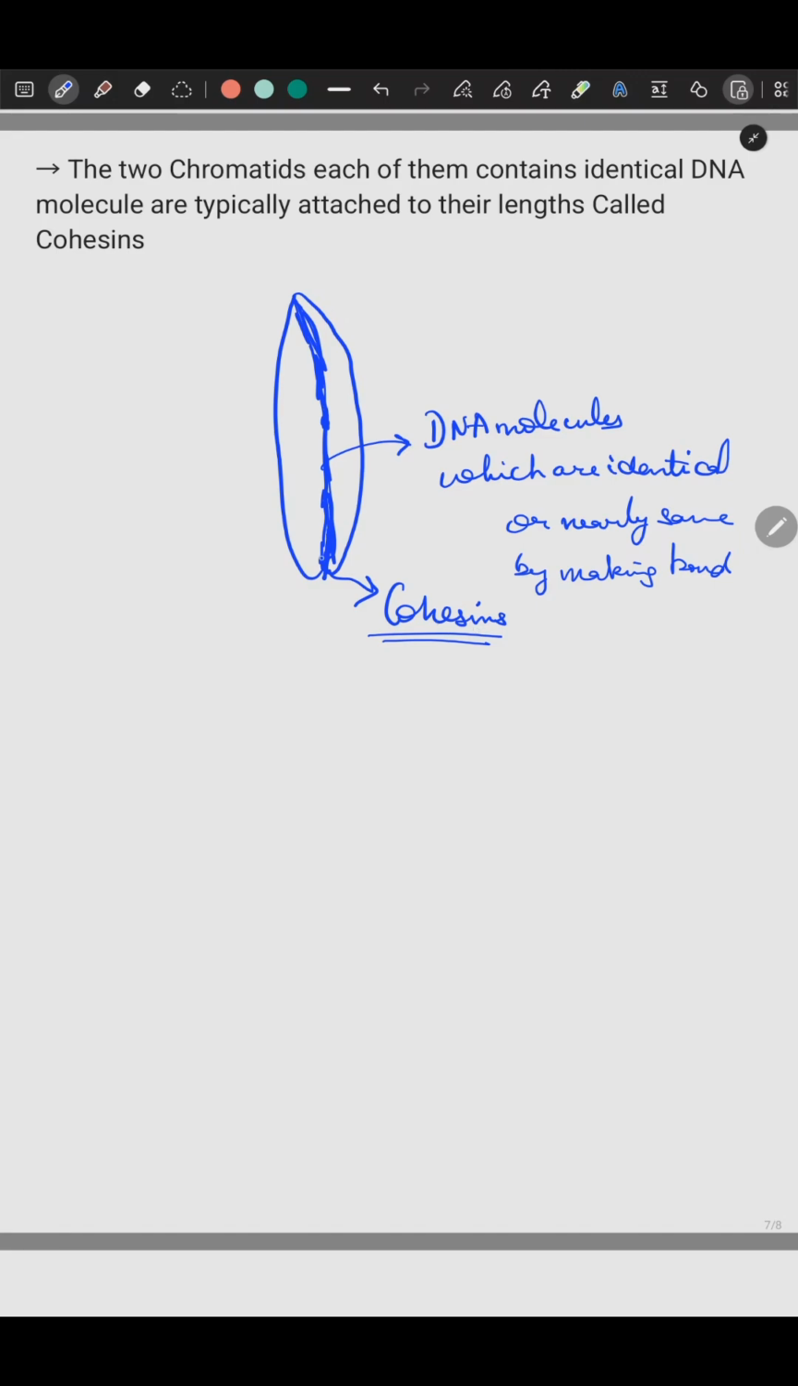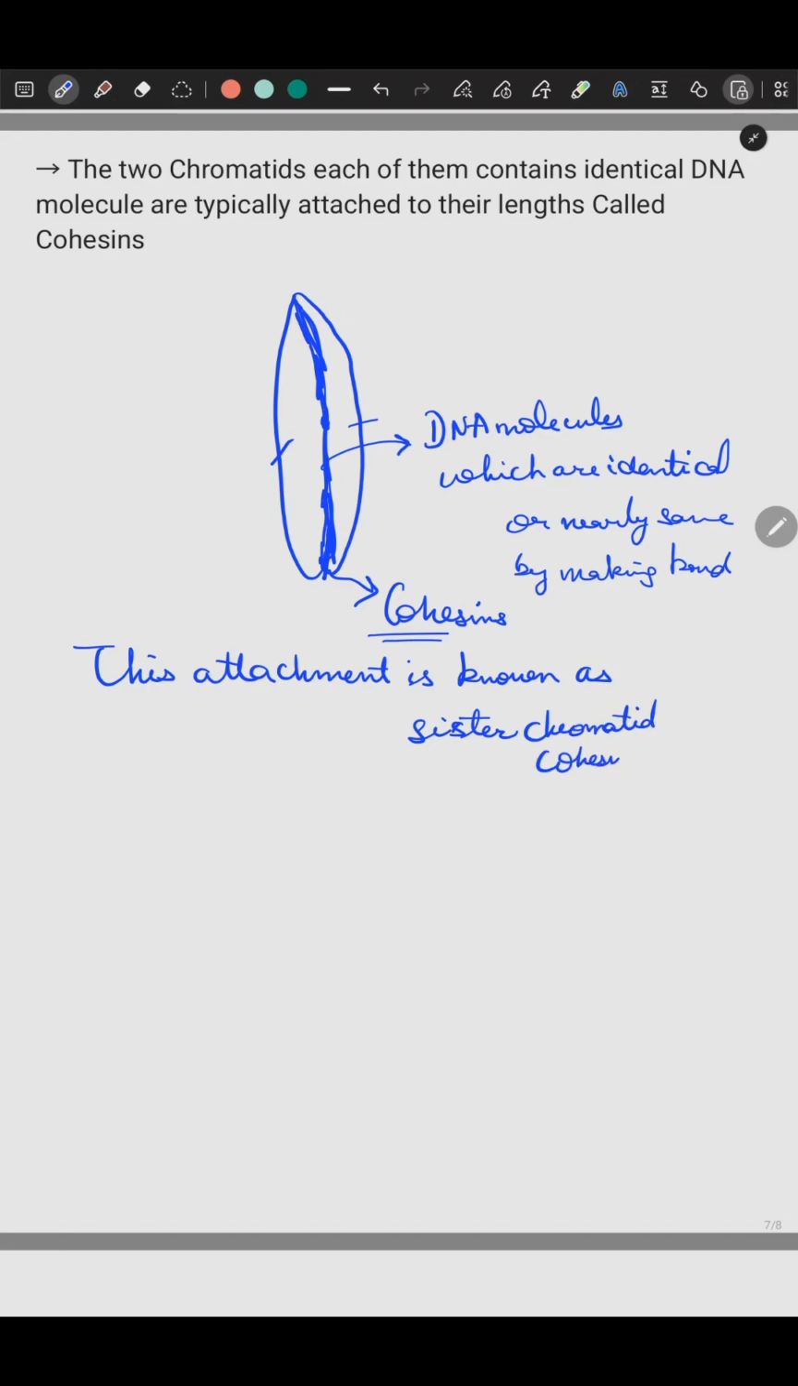And this attachment, by which the two chromatids are attached together, is known as sister chromatid cohesion, which means the two chromatids are now fixed together. They are stuck together. They cannot be separated right now.